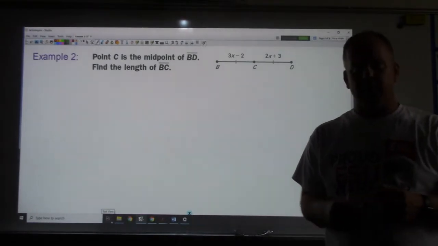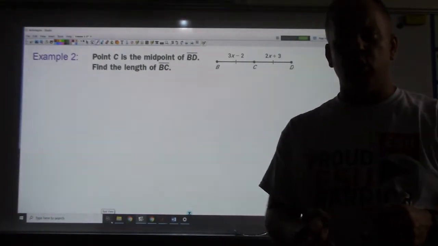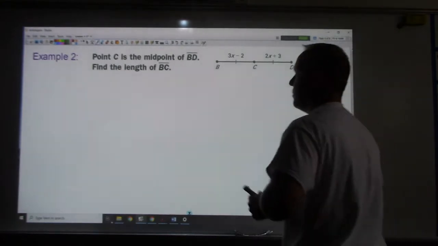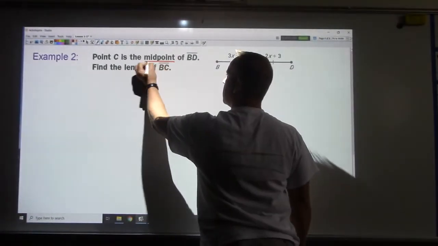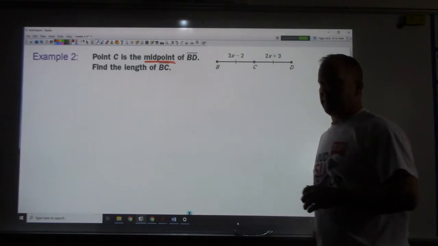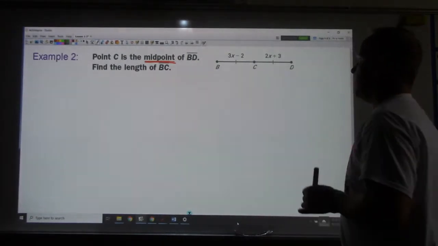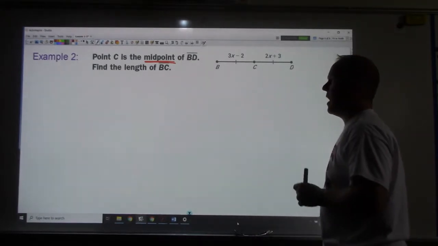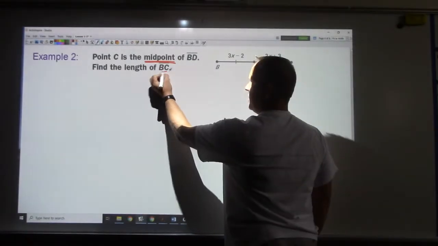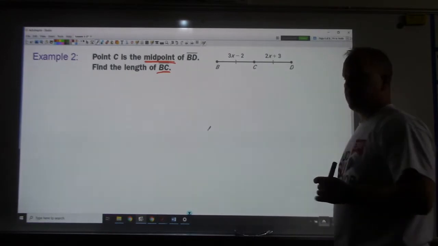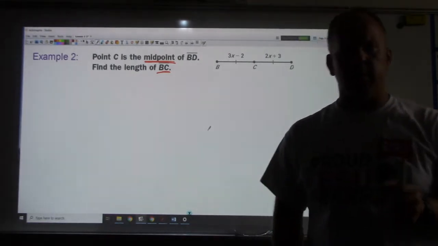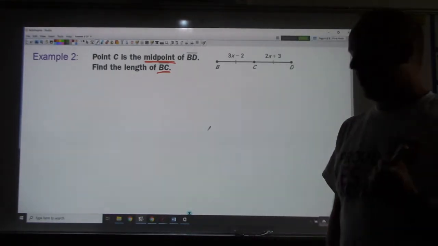Now, sometimes you're going to have to read the problem and get some clues from the words. Example 2. C is the midpoint of segment BD. That means C bisects it. It cuts it in half. C is the midpoint of segment BD. Find the length of BC. Okay? So first off, we're going to have to set up an algebra problem, solve it for x, and then plug it back in.